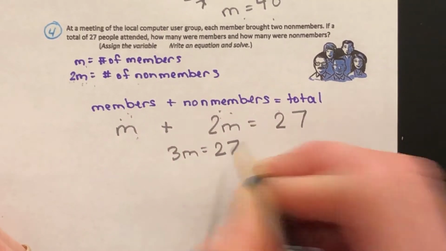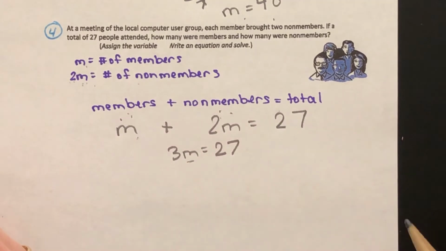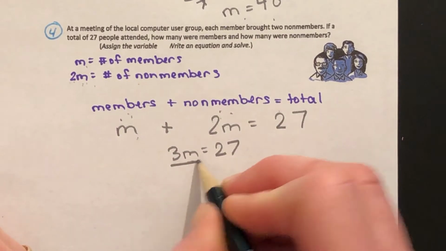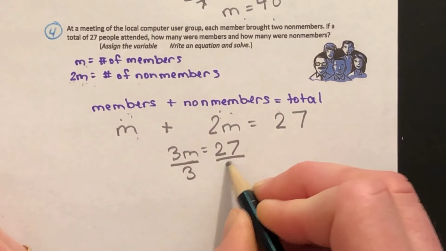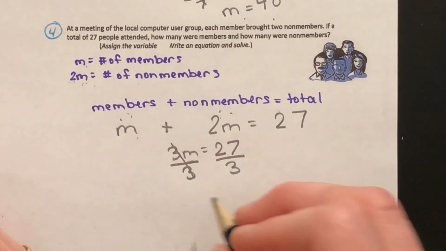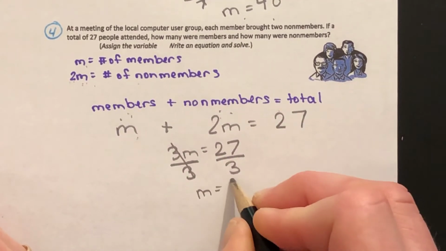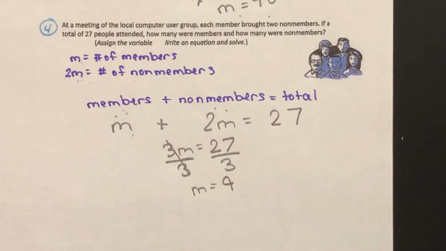27. To isolate just the M, we'll divide both sides by 3. Then we get M equals 9. Done. Wait, are we done?